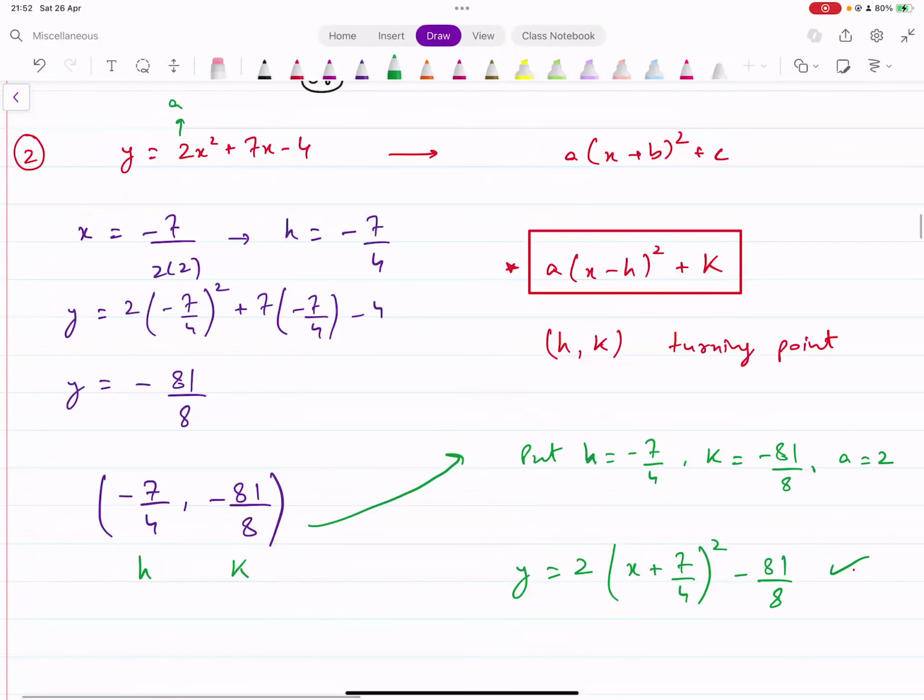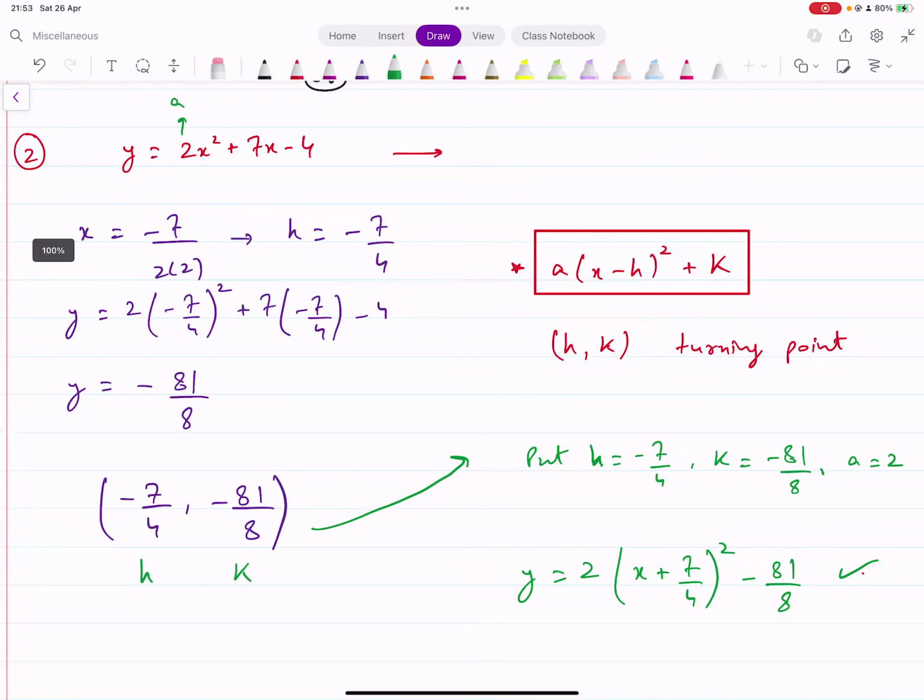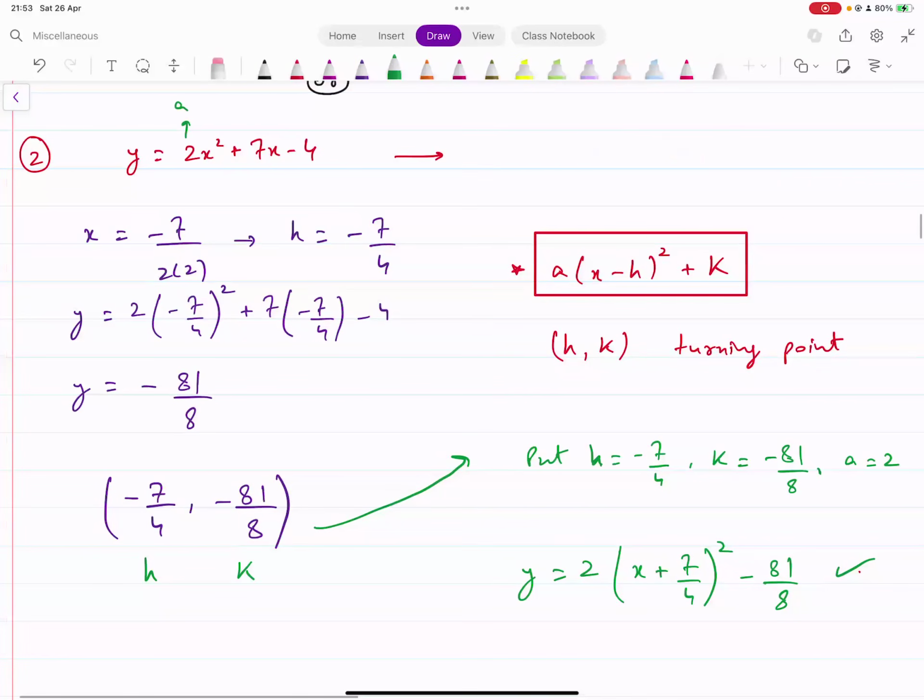But think about this: if you had that same expression, 2x squared plus 7x minus 4, you want to convert this to the standard form, a into x minus h, the completed square form, right? What you can do is mix up those two methods that we have learned. Remember what the standard form is. The standard form of a completed square function is a into x minus h whole squared plus k. Now in this form, you know that h and k are the coordinates of the turning point.